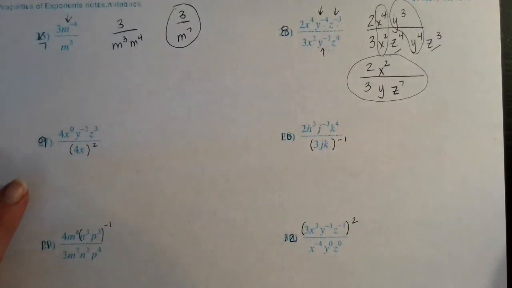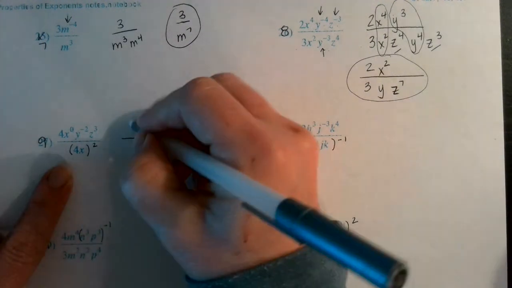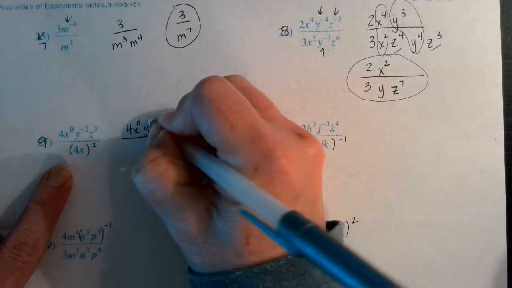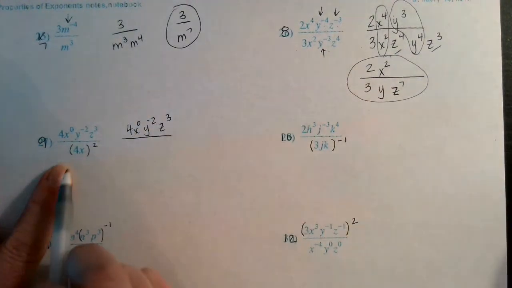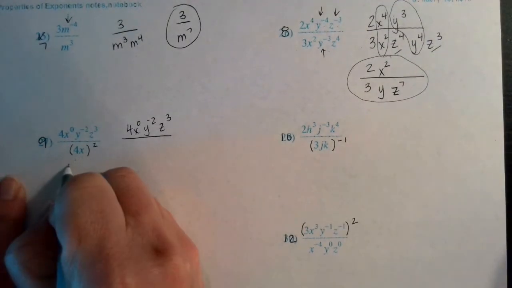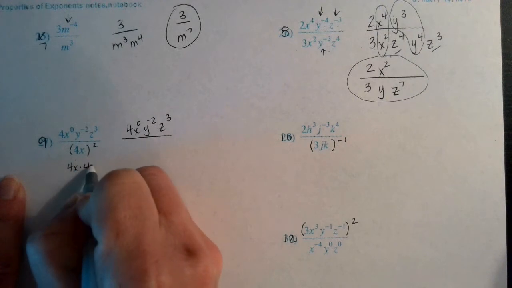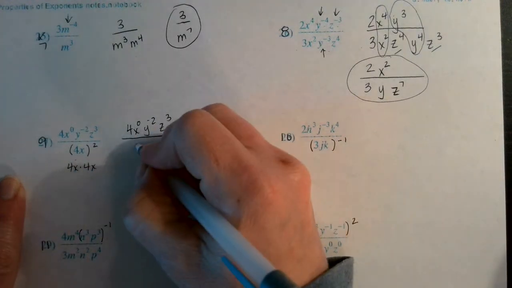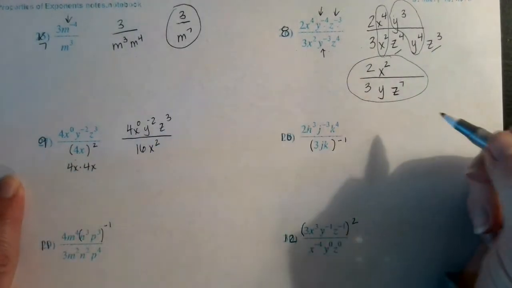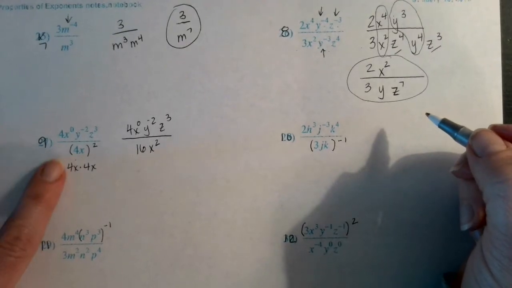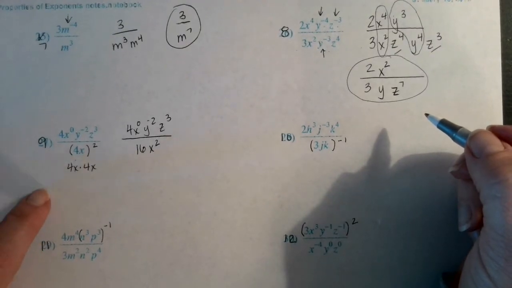All right, for number 9, I altered the problem and added in some parentheses because you'll have some parentheses problems for your practice. Deal with your parentheses first, then move your negative exponents and all that fun stuff. So I'm just going to rewrite the numerator as it appears. 4x squared is the same as 4x times 4x. So that is going to be 16x squared. Please don't forget to square the coefficient along with the variable.